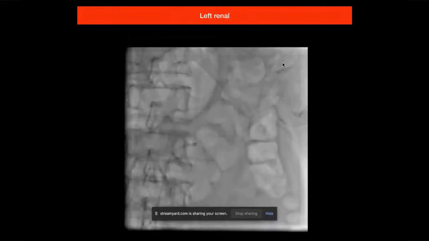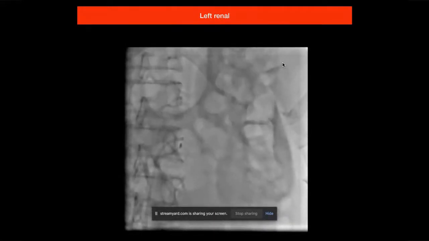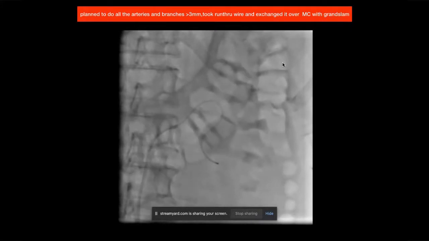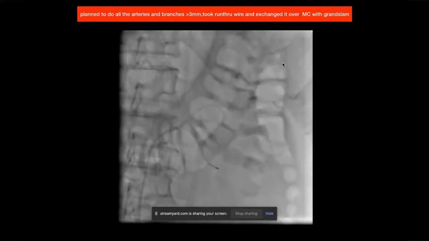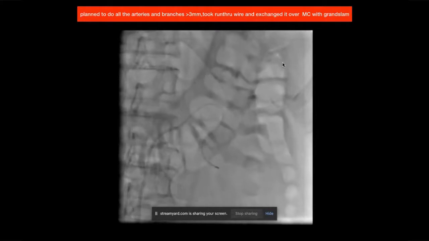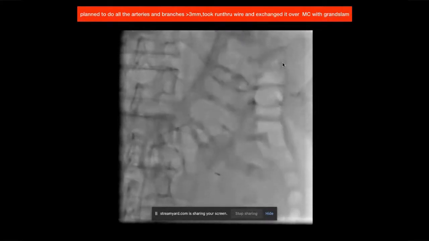So this was his renal angiogram. There were no accessory renal arteries, luckily for us. Now, we planned to do all the arteries and branches greater than 3 millimeters. Now, for this catheter, you have to use a stiff wire like a Grand Slam, but the Grand Slam was not negotiating into the branch. So I took a micro catheter and took a run-through wire and then exchanged it over the micro catheter with the Grand Slam.